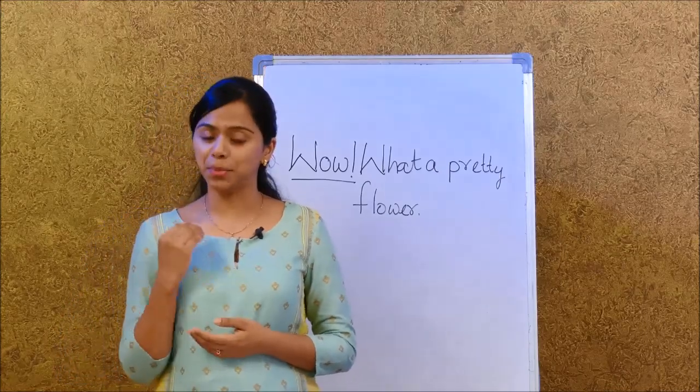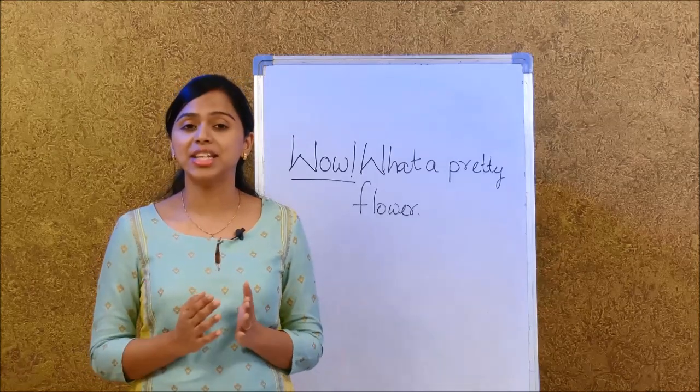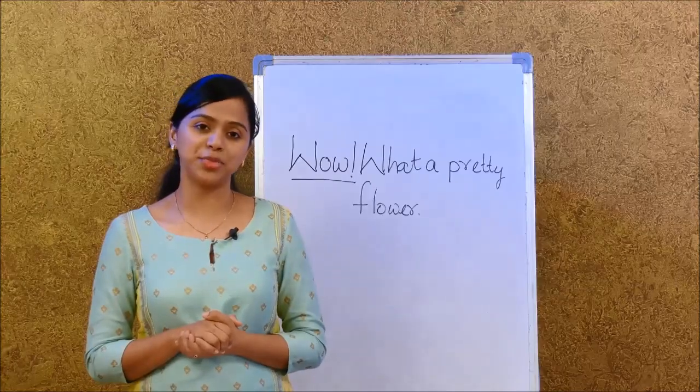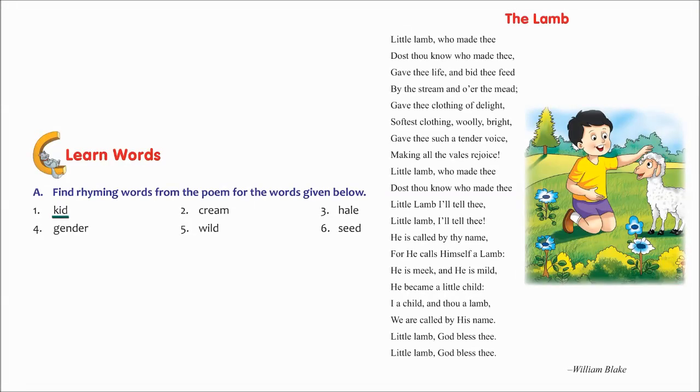We have to look at the poem that's given and let's see which is the word that rhymes to these words. Let's try the first one. Kid. Can you tell me which one rhymes here? Let's look at the third line. There's something called bid. So kid and bid rhymes very well. Now the second one, cream. Let's search for something which rhymes here. It is stream. Yeah, cream and stream.